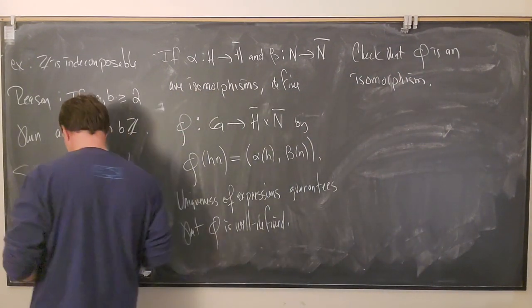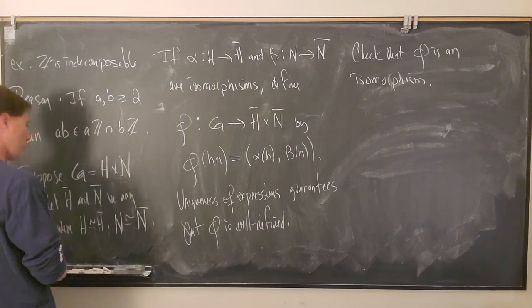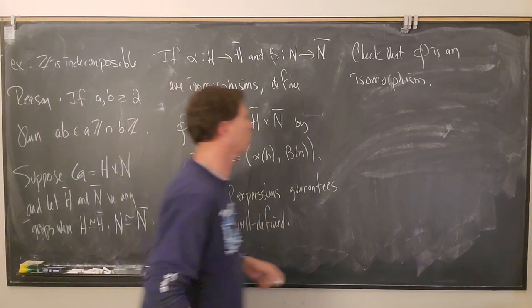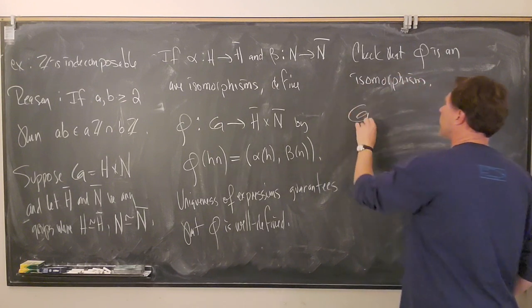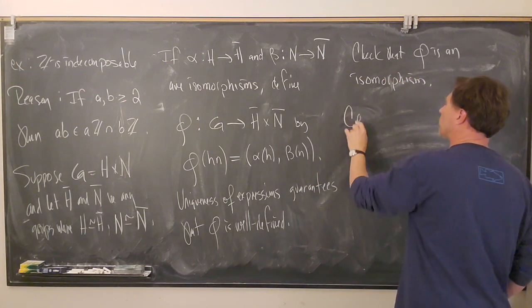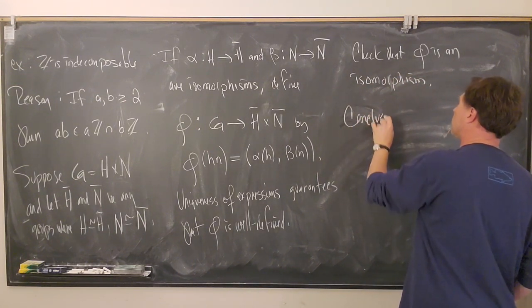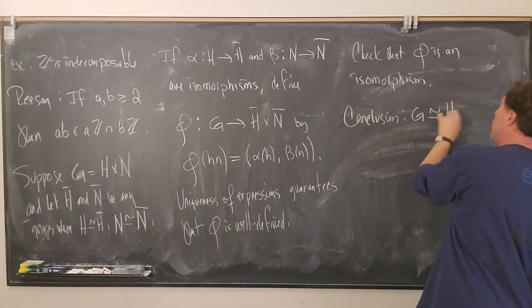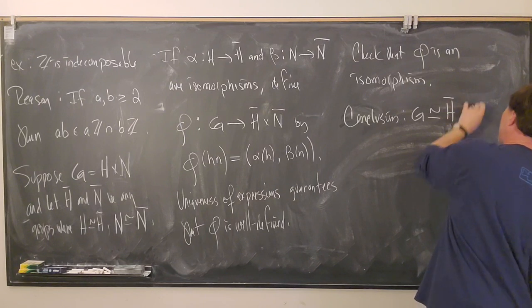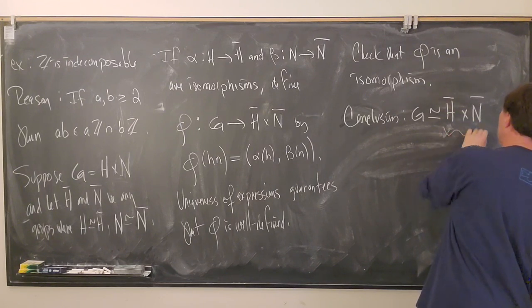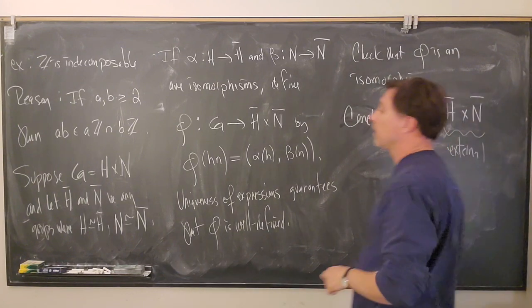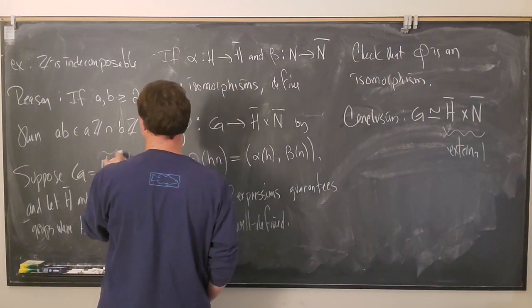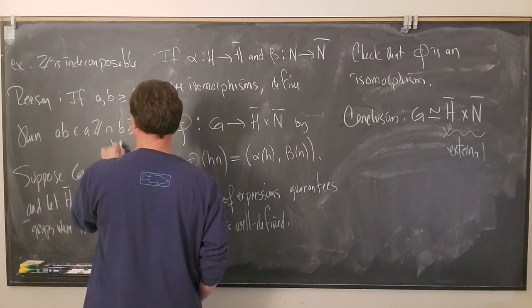And so what does that tell us then? It tells us that G, so conclusion, G is isomorphic to H bar cross N bar, where here this one is the external direct product, where this one in the beginning was internal.